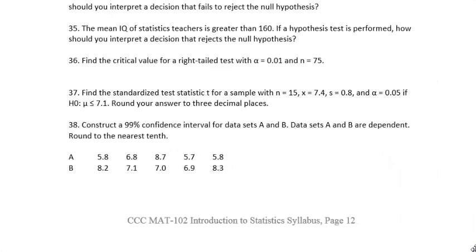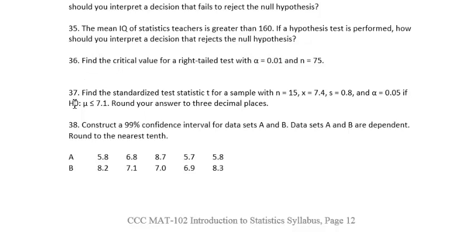Question 37, a little bit harder. Standardized test statistic t for a sample with n equals 15. Now you know that we're right away going to use the t distribution chart and not the z distribution, not the normal table. X-bar, which is the mean of the sample, excuse me, is 7.4. The standard deviation is 0.8, and the alpha is 0.05. In other words, a 5% significance level.